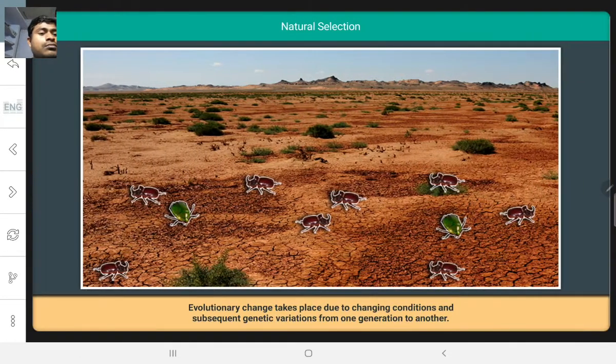We found that the best genetic fitness for the surviving conditions allowed the beetles to have more brown offspring in the plains and green offspring in the forest. This is known as the theory of natural selection, set out by Charles Darwin.